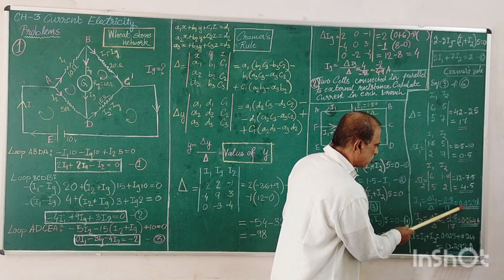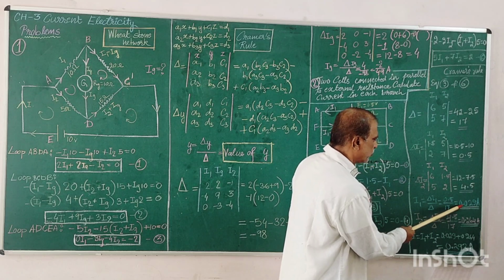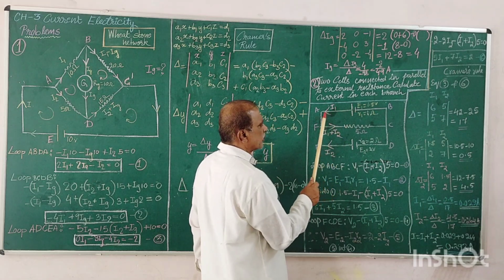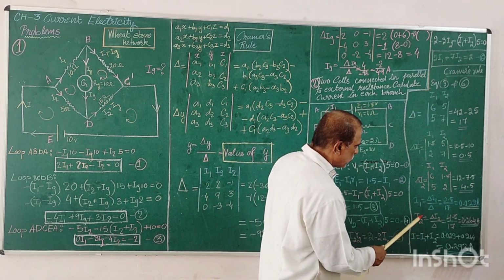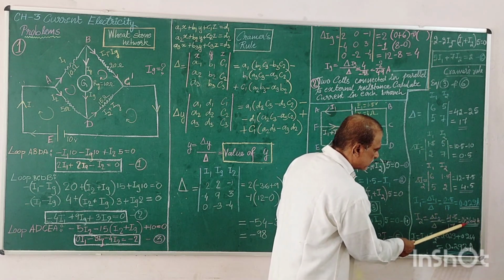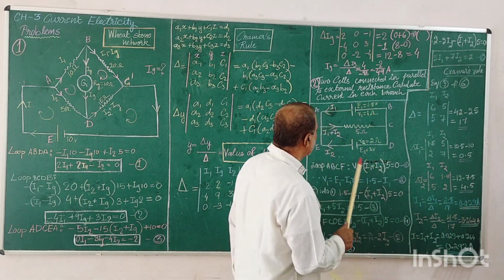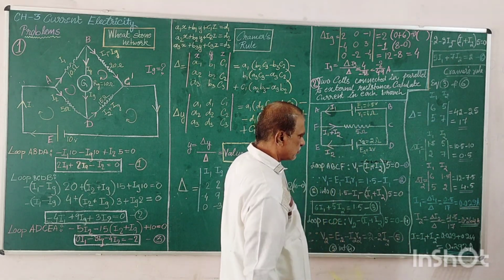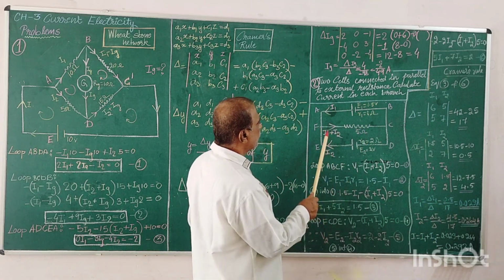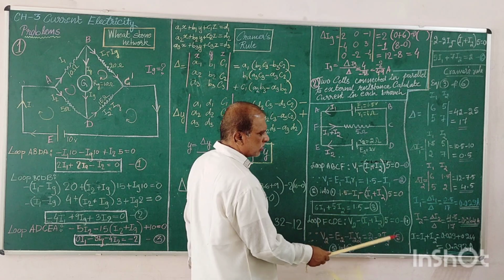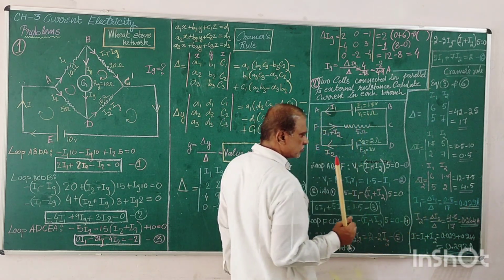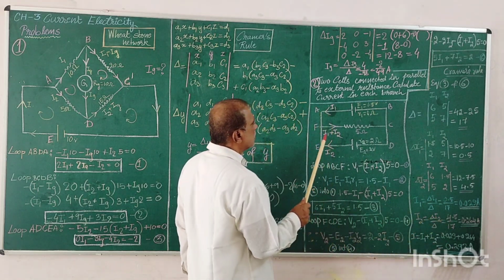That is the current value of I1 in this branch, the current flowing here. To find I2, divide delta I2 by delta. You get this value, the current in amperes flowing in this branch. I1, I2. What is the value of I1 plus I2? Sum these two, you get this value. This plus this is this. That is the current value in amperes in this branch.